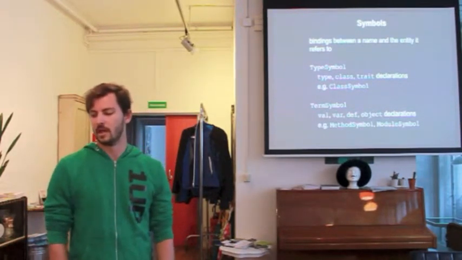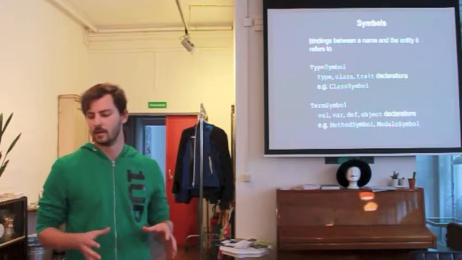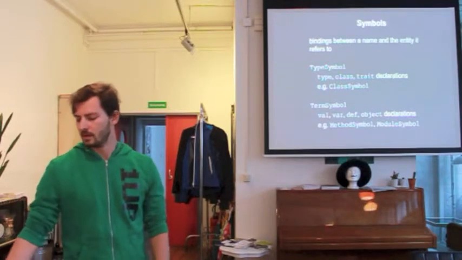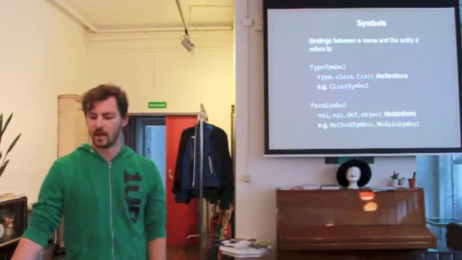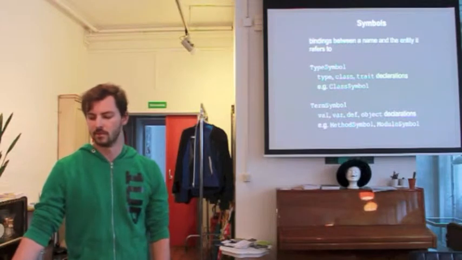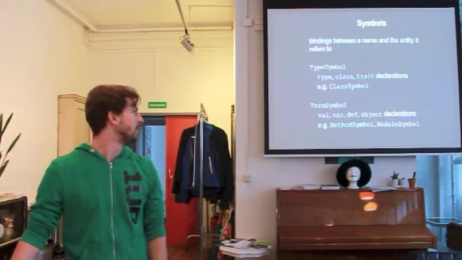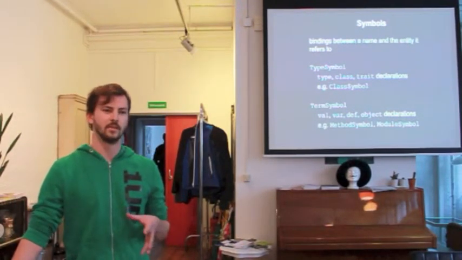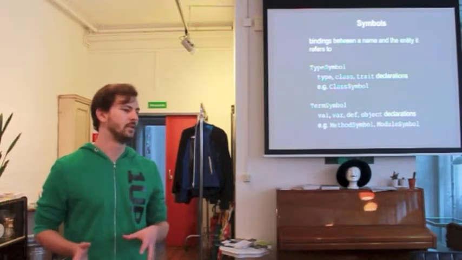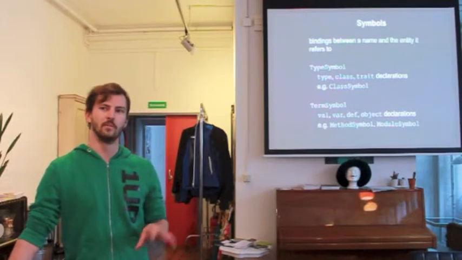The symbols are the bindings between the name and the entity it refers to. So everything which you can give a name in Scala is represented through a symbol. There are two main symbols: the type symbols, which handle type, class, and trait declarations, for example, a class symbol. And there are term symbols, which handle value, variable, definition, and object declarations, for example, a method symbol and a module symbol. There's also a free term symbol type, which you can use if you don't have all the information at compile time.